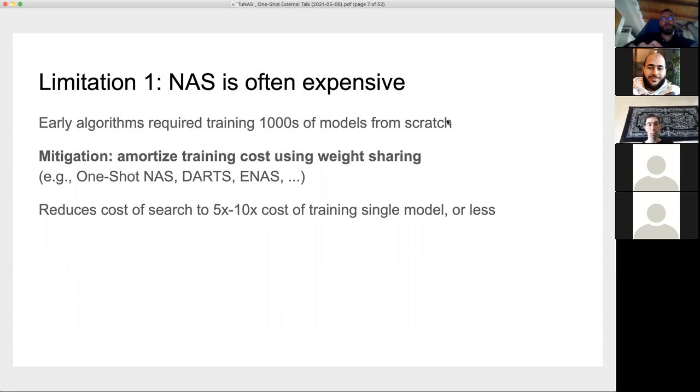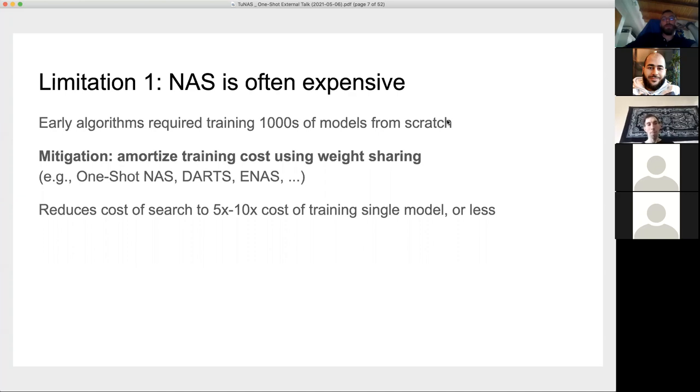So the mitigation that we use here, which is actually one that's become quite common in the NAS research community, is to use weight sharing. Basically, we train a single large set of model weights, and then use these shared model weights to evaluate many different candidate architectures in the search space.